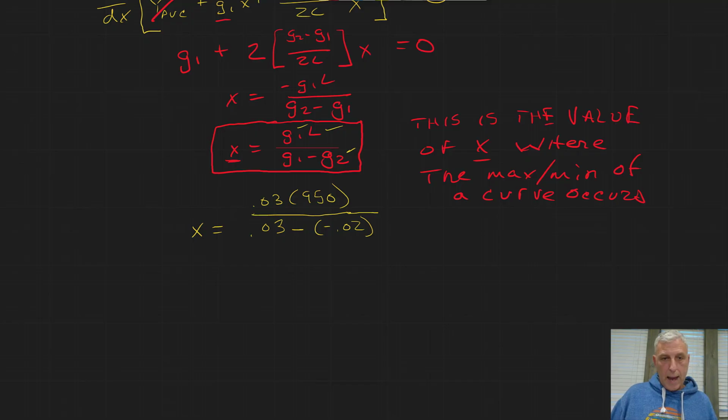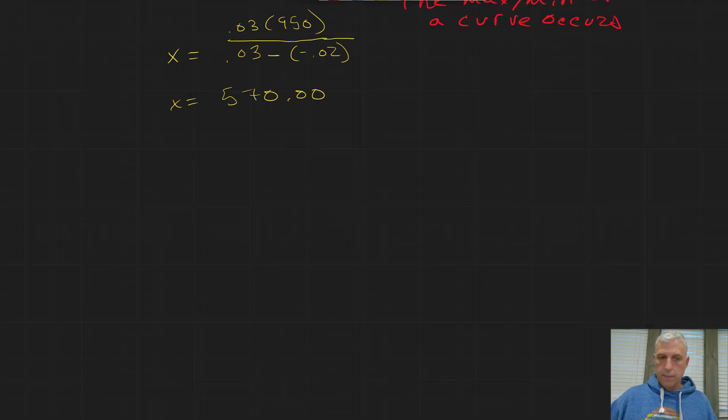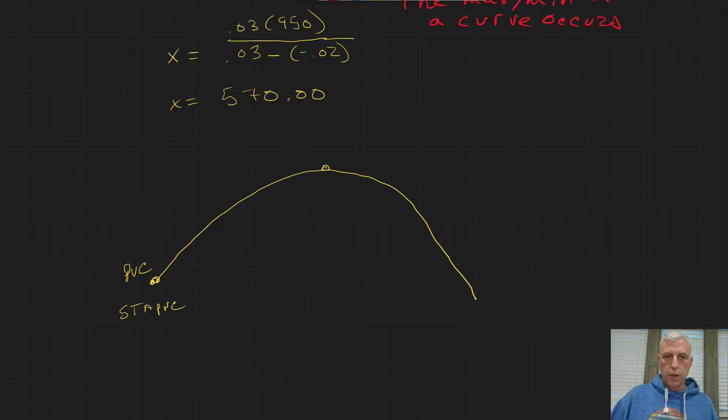So I just go through that math and I get x equals 570. Okay, so what does that mean? I'm going to draw a little picture here for you. What does it mean that x equals 570? Well, if we have a curve, and just say this is our PVC, and we have a station of the PVC, and say our high point occurs here, and I keep using high point. I should switch it up and do a low point because it all works the same.